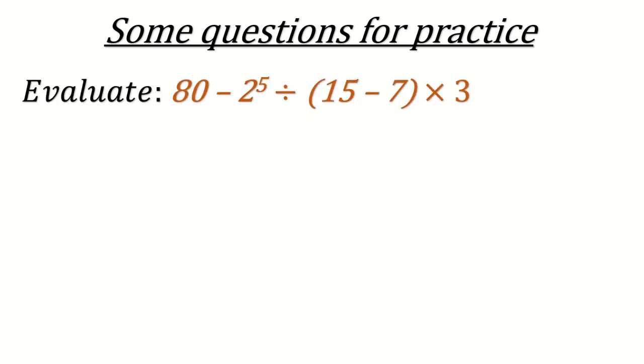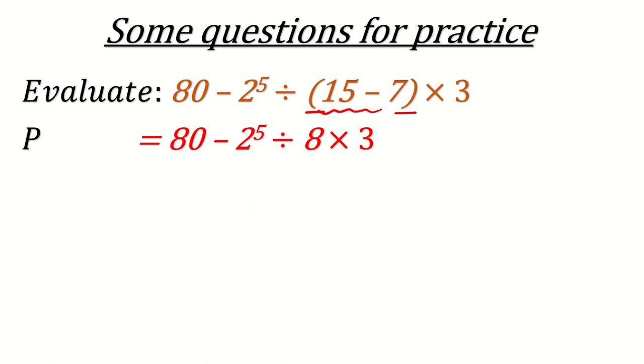For example, we want to solve this one: 80 minus 2 raised to the power 5 divided by 15 minus 7 multiplied by 3. Now you can see here, first preference will come to the bracket, because there is a bracket in the expression. So first comes bracket. So 15 minus 7 will become 8. So first you see I have written here 8, remaining everything is the same, no change.